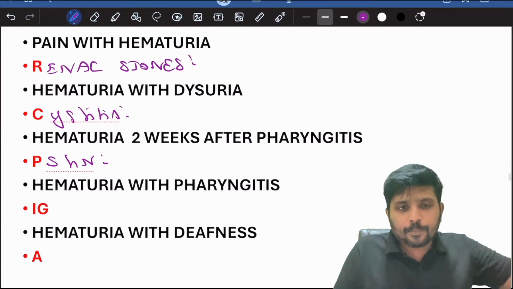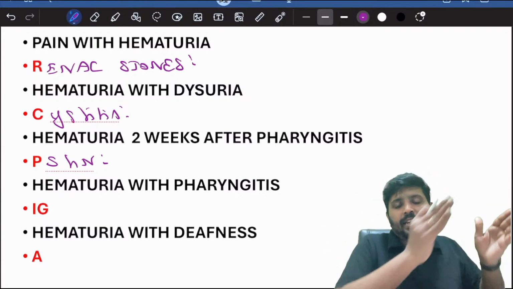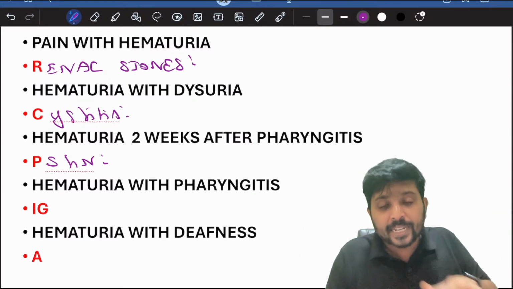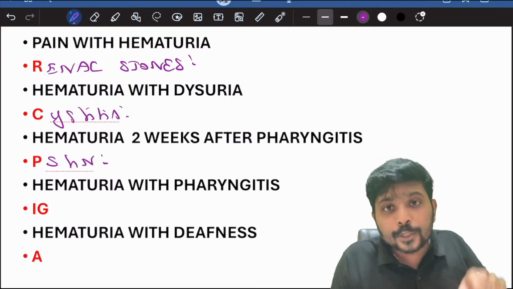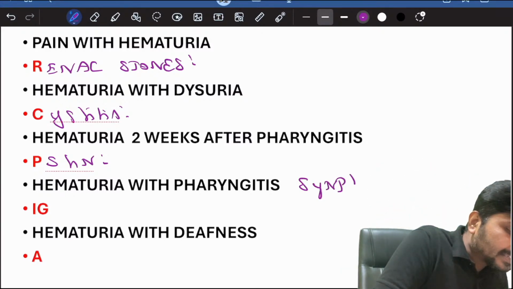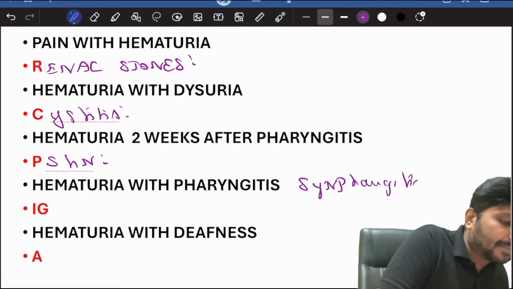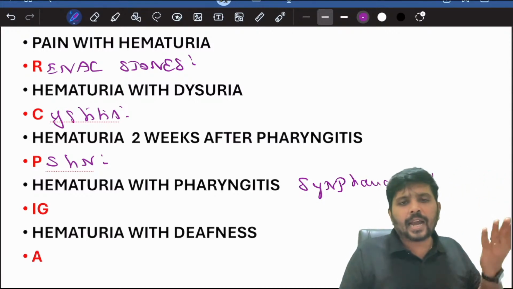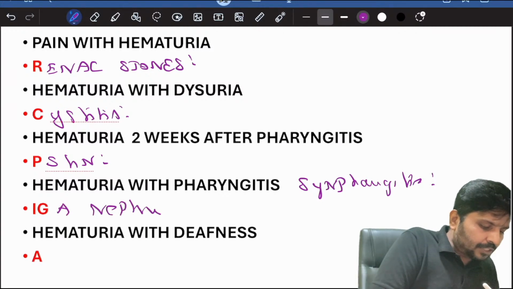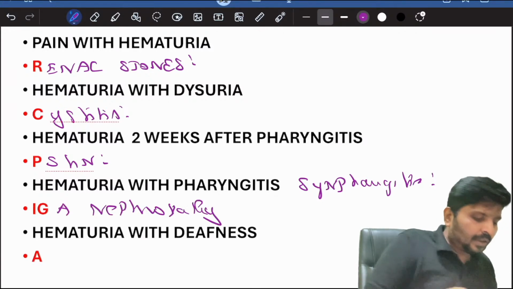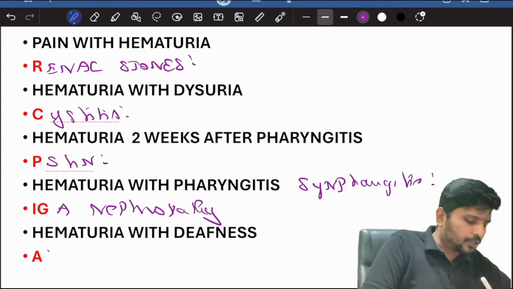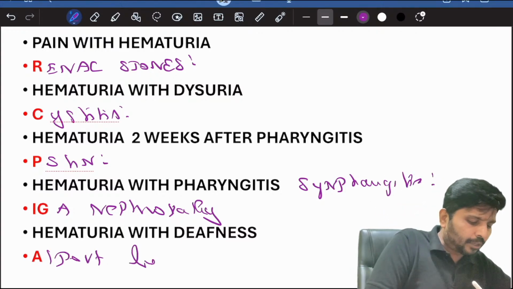In post-streptococcal glomerulonephritis, hematuria occurs 2 weeks after pharyngitis. But here, hematuria occurs within 2 days of pharyngitis. This is called synpharyngitic nephritis. Syn means together. The answer is IgA nephropathy. Finally, when hematuria is associated with deafness, Alport.